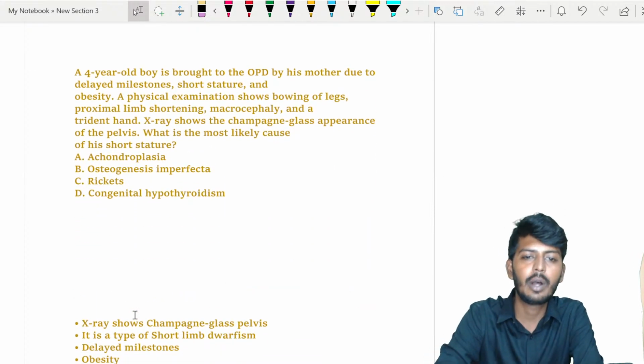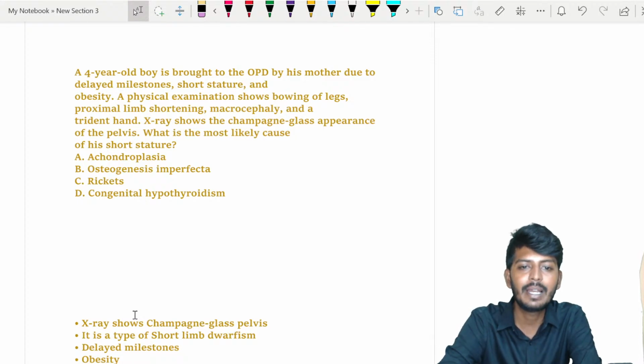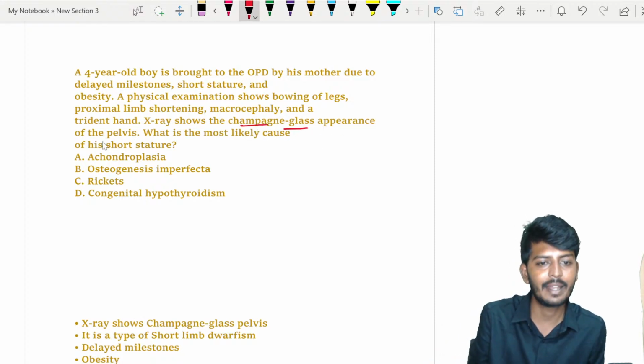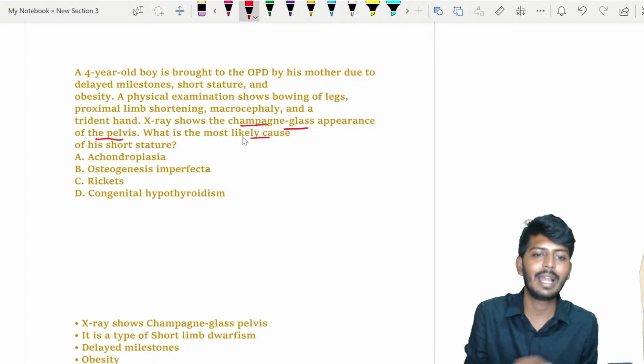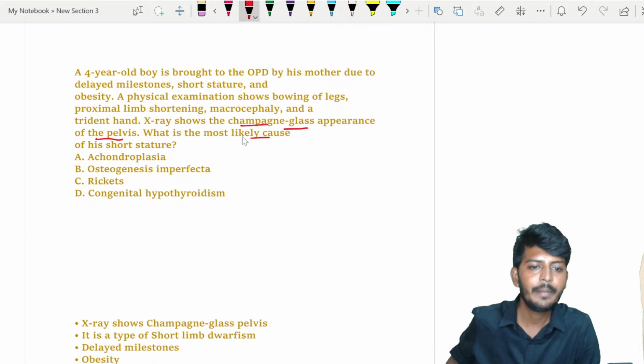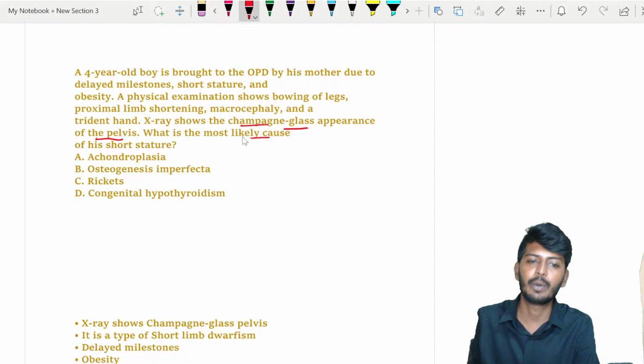A 4-year-old boy is brought to the OPD by his mother due to delayed milestones, short stature, and obesity. A physical examination shows bowing of legs, proximal limb shortening, macrocephaly, and a trident hand. X-ray shows champagne glass appearance of the pelvis. What is the most likely cause of his short stature? Come on, tell me. Achondroplasia, osteogenesis imperfecta, rickets, and congenital hypothyroidism.